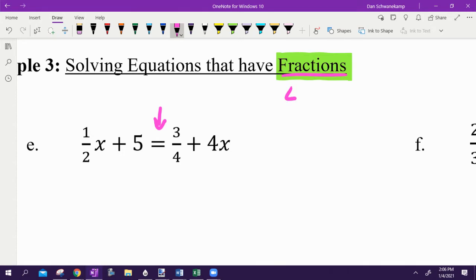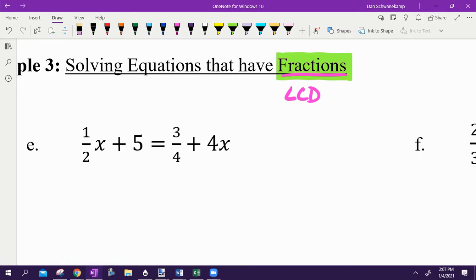What we're going to do is identify the LCD, the least common denominator. Or in other words, we're going to look at the denominators. So this denominator right here is a 2, what's on the bottom of the fraction bar. And this denominator right there is 4. Okay, so 2 and 4. The least common denominator means what number does 2 and 4 both go into? What's the smallest number that 2 and 4 both go into?